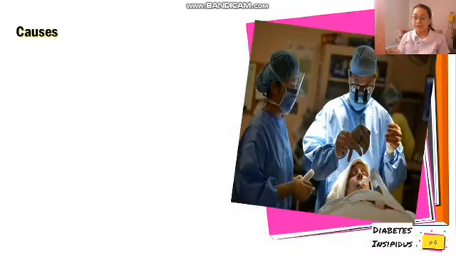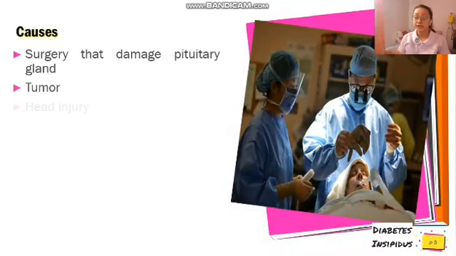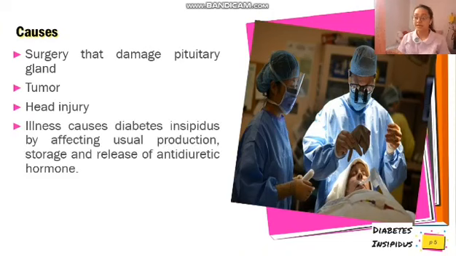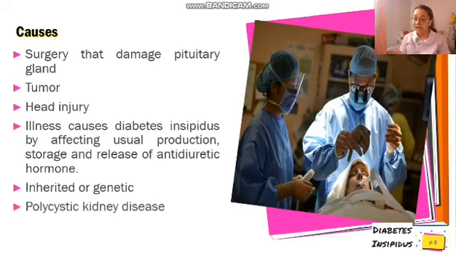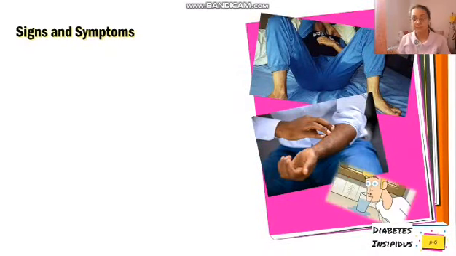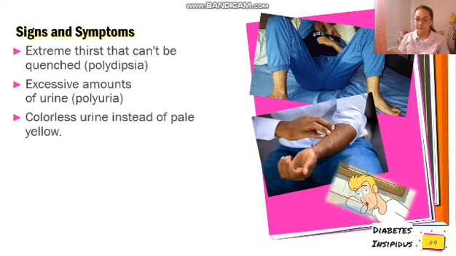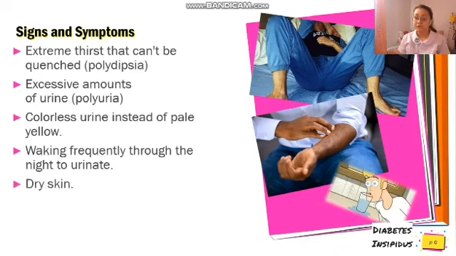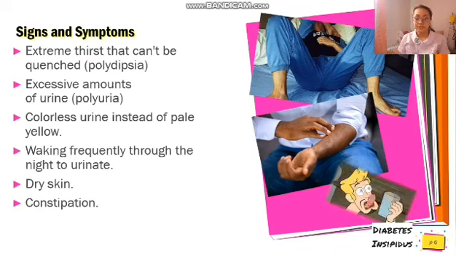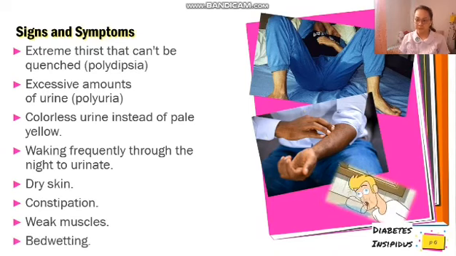Damage to the pituitary gland or hypothalamus from surgery, tumor, head injury, or illness causes diabetes insipidus by affecting the usual production, storage, and release of antidiuretic hormone. It can also be inherited or genetic, caused by polycystic kidney disease, or occur in pregnancy. What are the signs and symptoms of diabetes insipidus? We have extreme thirst, polyuria, insipid urine, frequent urination, dry skin, constipation, weak muscles, and bedwetting.